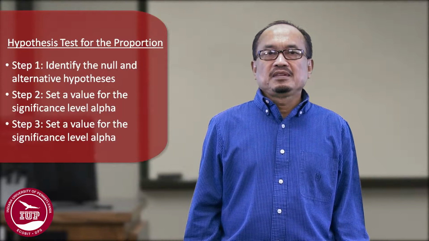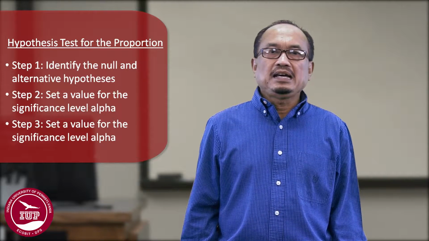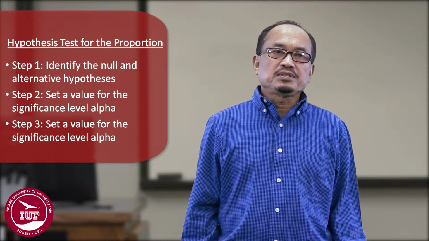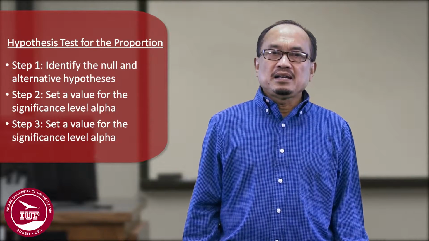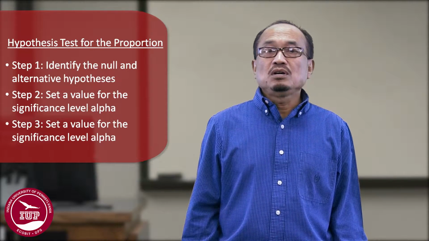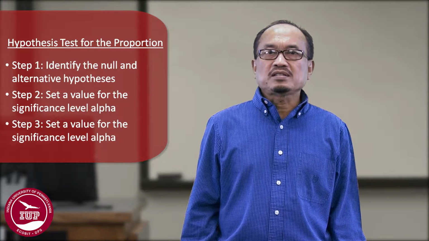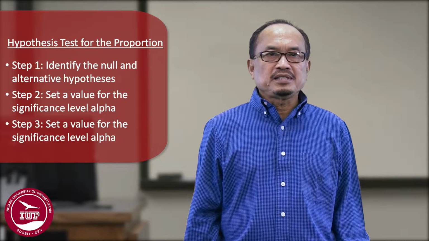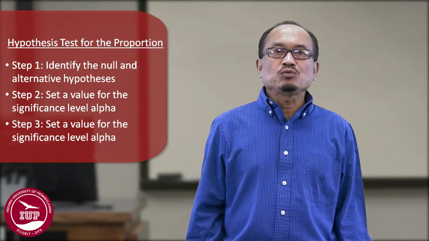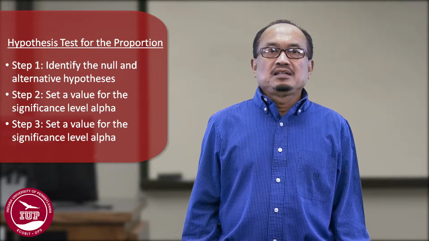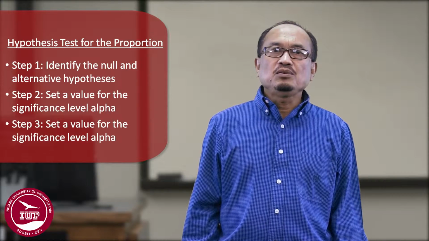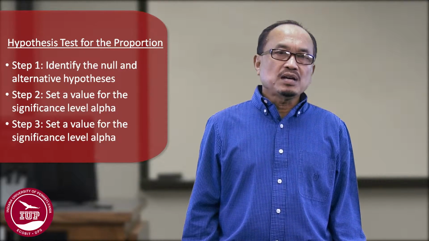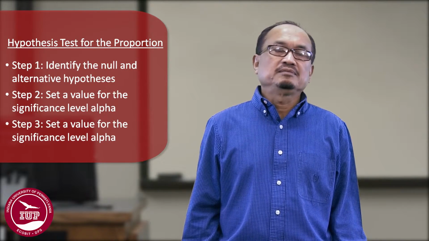Step 1. Identify the null and alternative hypotheses. Null hypothesis: p less than or equal to 25%, or status quo. Alternative hypothesis: p greater than 25%. Step 2. Set a value for the significance level alpha. We will use alpha equal to 5%.